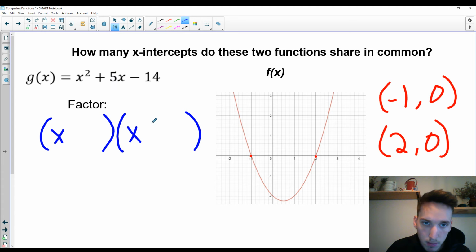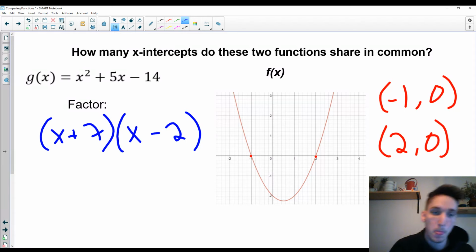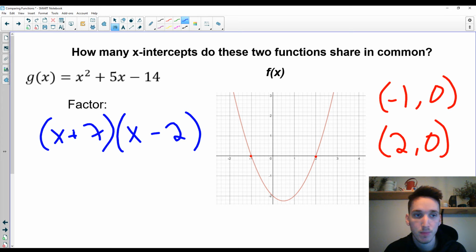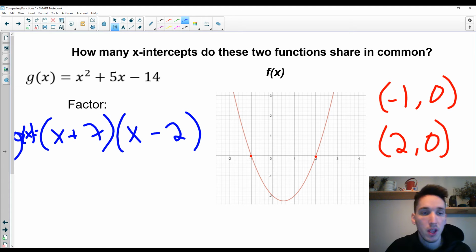How do we find these numbers? We need to figure out the two numbers that multiply to c and add to b. So what two numbers multiply to -14 and add to 5? That would be a +7 and a -2, right? And let's not forget, this is g of x. So this is my factored or intercept form.